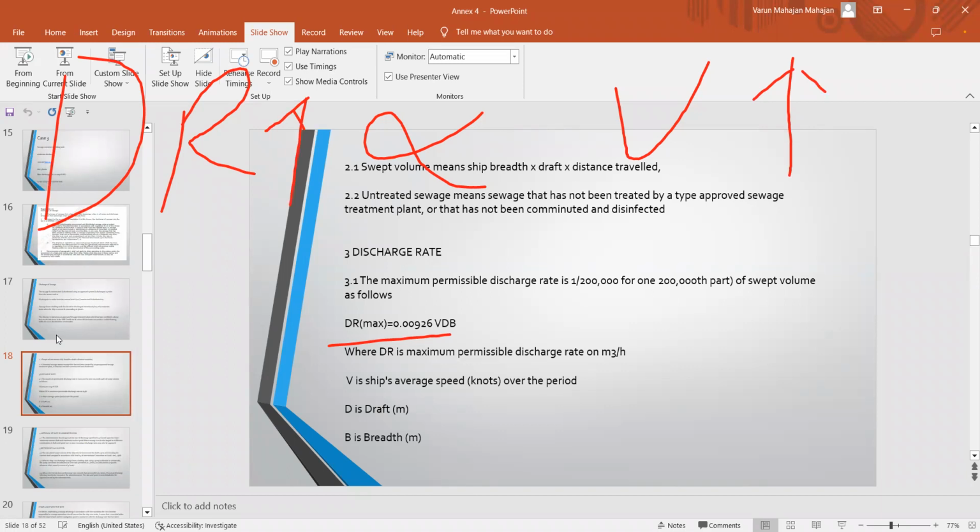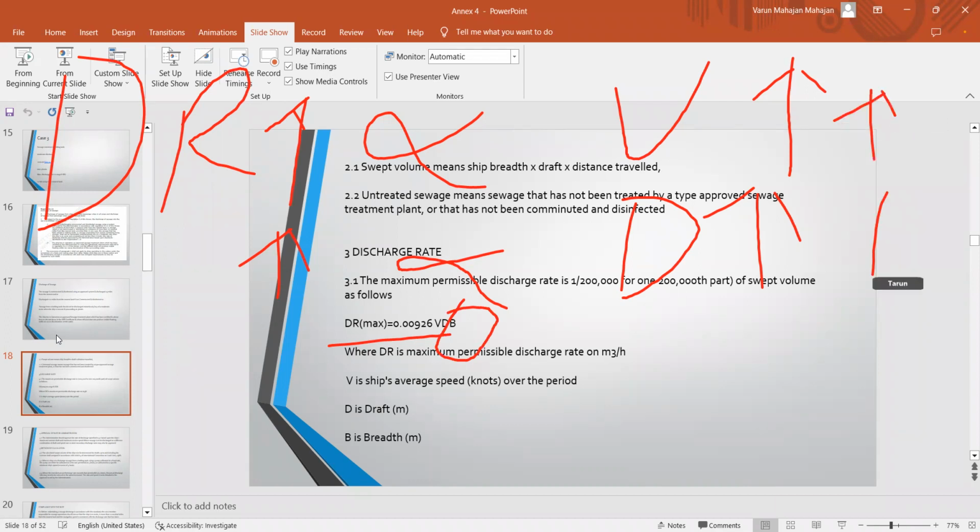Guys, at least respond yes or no so that I can know my mic is working. Yes, sir. Okay. Then the other one is D. So draft is also variable. If you are going to increase your draft, you can increase your discharge rate. Only B is a quantity which we cannot change, right? Breadth of the ship. It will remain the same. By varying these two values, if we increase them, our discharge rate is going to increase. If we decrease speed, then we also have to reduce our discharge rate.